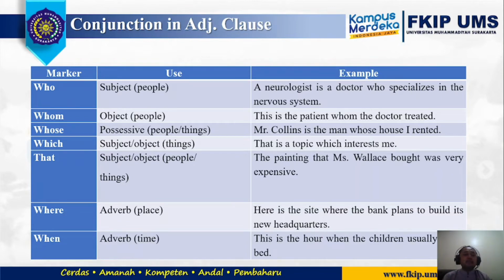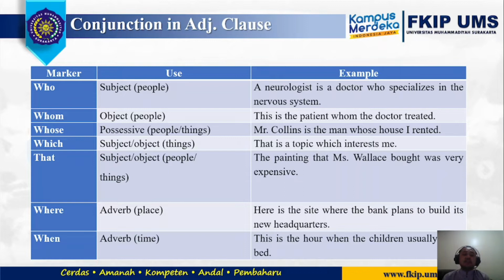And then there is also whom, and usually it's for the object, like the example here. This is the patient whom the doctor treated. Whom here is explaining the object. In this example the object is also a person. The patient whom the doctor treated means that the doctor treated the patient, okay?